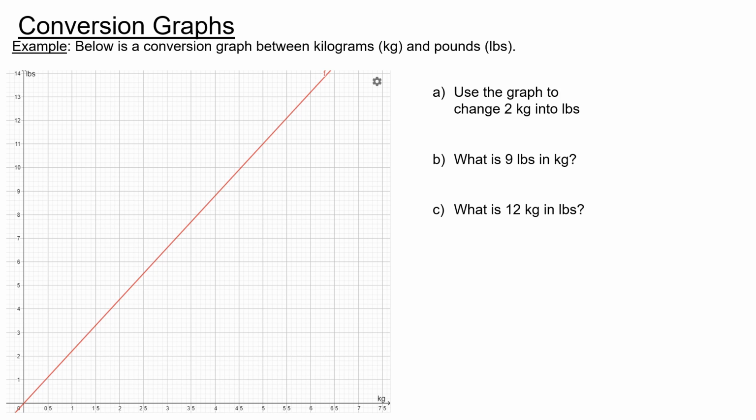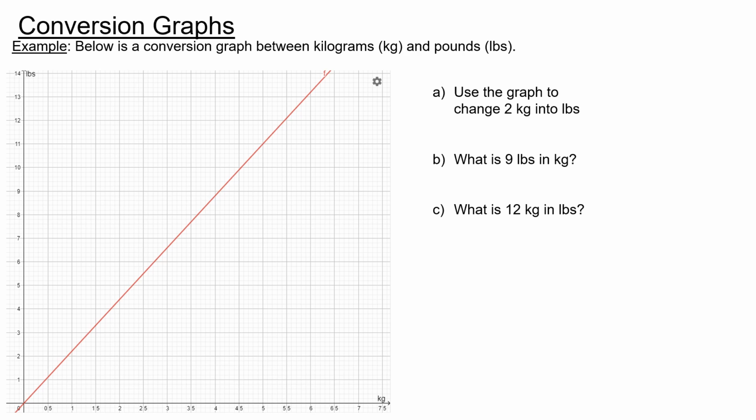Conversion graphs show us how to convert between two units which measure the same thing. For example, here we have a conversion graph which converts between kilograms on the x-axis and pounds on the y-axis. Pounds is written as LBS. Use the graph to change 2 kilograms into pounds.